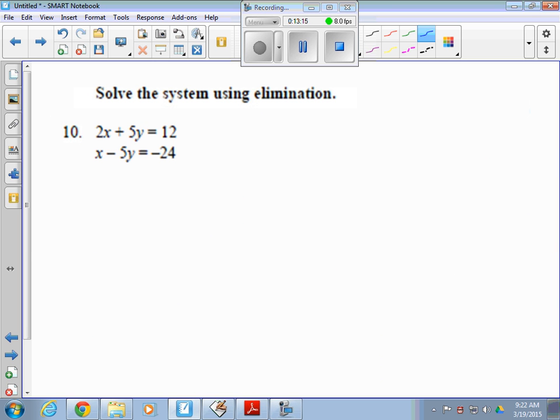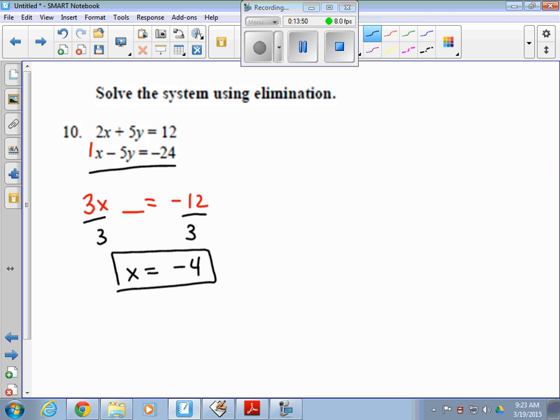Number 10 says solve this one using elimination. This one's set up nice and neat for you. x is on top of x, y is on top of y's, constants on top of constants, and 5 and negative 5 are opposites. That's beautiful. 2x combined with 1x is 3x. 5y combined with negative 5y is no more y's. And then 12 combined with negative 24 is negative 12. 3x equals negative 12. Divide by 3 to get it by itself. A negative divided by positive is a negative. 12 divided by 3 is 4. x's value is negative 4.